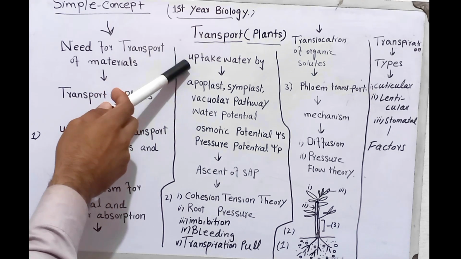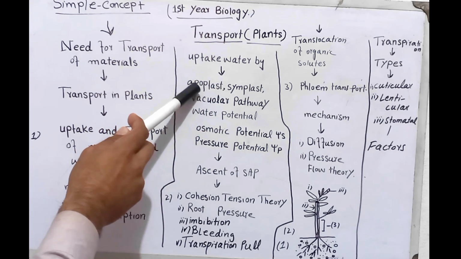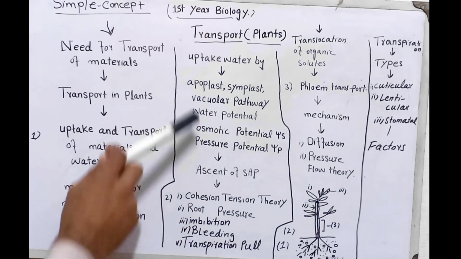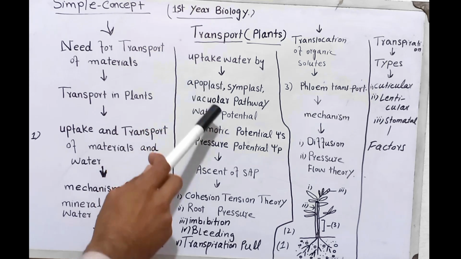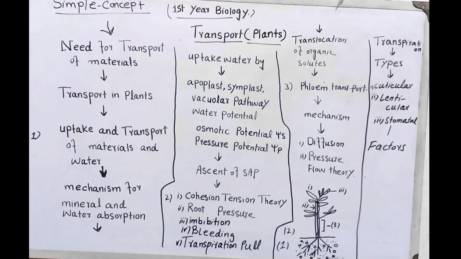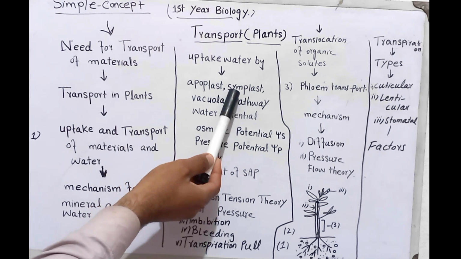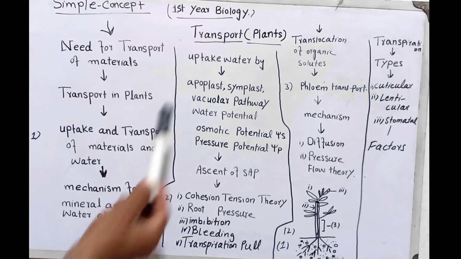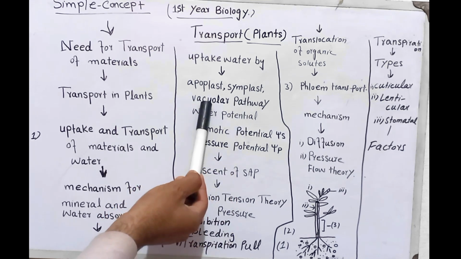For the uptake of water, the following mechanisms are adopted: apoplast, symplast, vacuolar pathway, and also water potential. In the apoplast pathway, water flows along cell wall to cell wall, and does not come into the cytoplasm or cross the cell membrane. In the symplast pathway, water moves from one cell to another through plasmodesmata. In the vacuolar pathway, the water moves along the vacuoles of the cells.